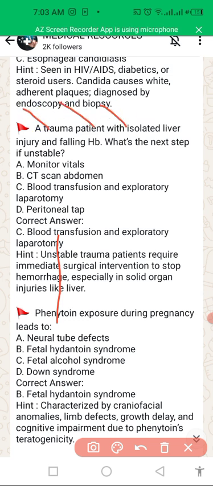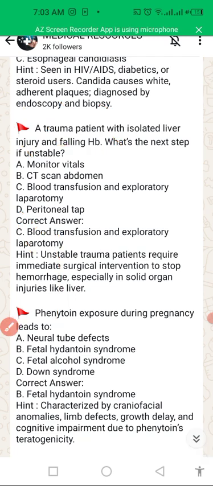Okay. Next one is a trauma patient. Trauma patient has isolated liver injury, falling hemoglobin level. What is the next step if patient is unstable? We will look for blood transfusion and exploratory laparotomy after trauma.